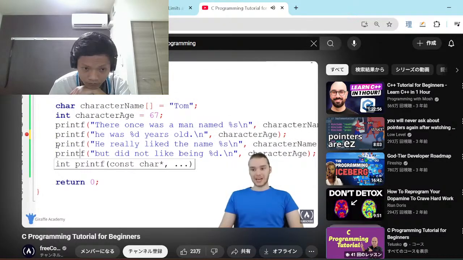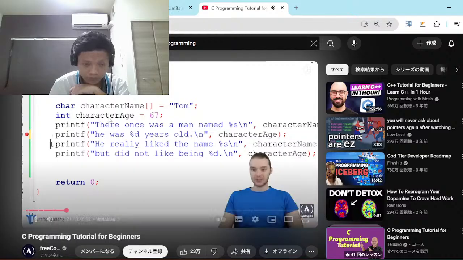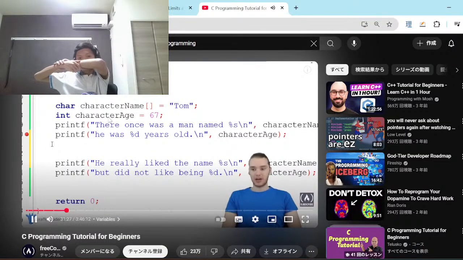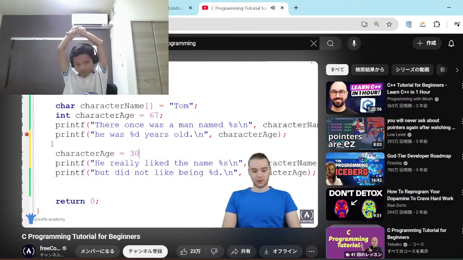Another cool thing we can do with these variables is we can actually modify them. Let's say that halfway through the story, I wanted to change the character's age. I can come down here, make a new line, and right above these print statements, I could give this variable a new value. So I could say character age, and set it equal to something else, like 30. And again, we want to include that semicolon.